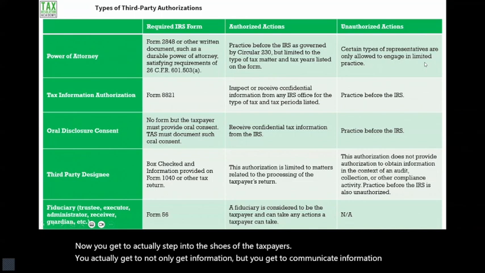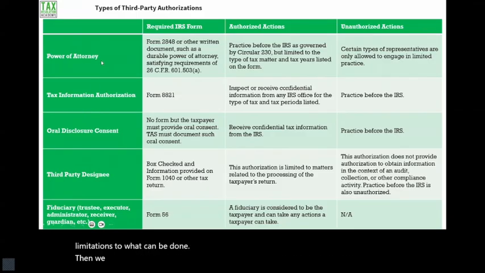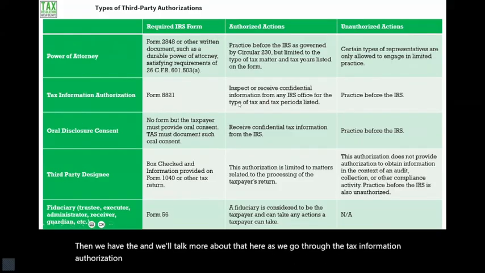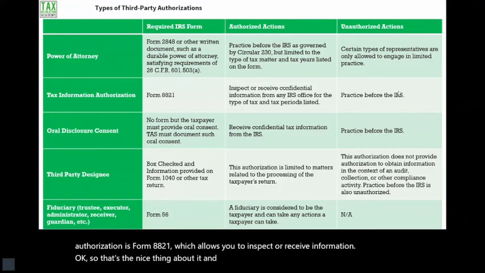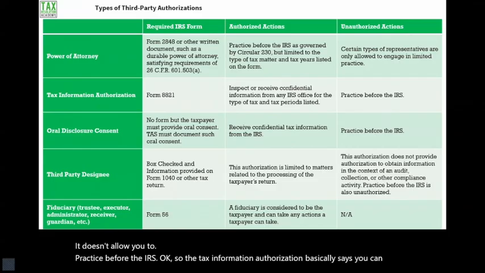Now, please note that there are some forms of representation where there are some limitations to what can be done, and we'll talk more about that as we go through. Then we have the tax information authorization, Form 8821, which allows you to inspect or receive information. That's the nice thing about it. It doesn't allow you to practice before the IRS.